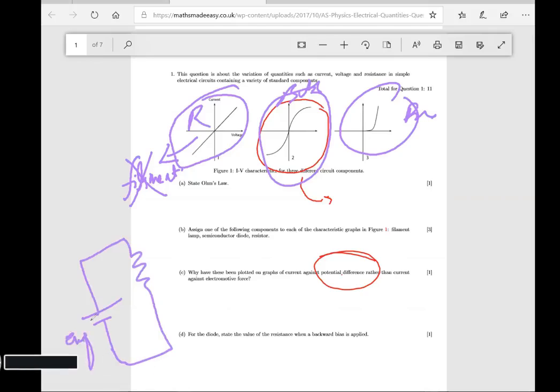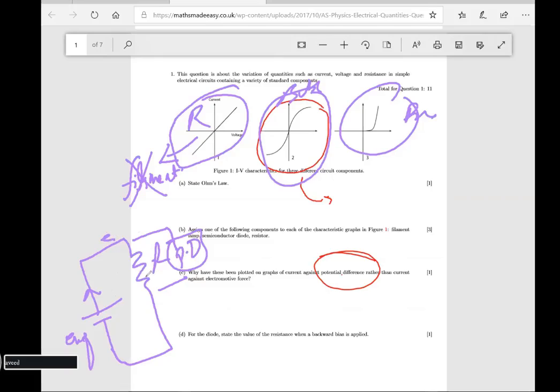So the energy that electrons put into this component is the duty or responsibility of the EMF. And the energy dissipated in this component is the duty of the potential difference. You can say that the potential difference will tell you how much energy the electron will dissipate in the component.